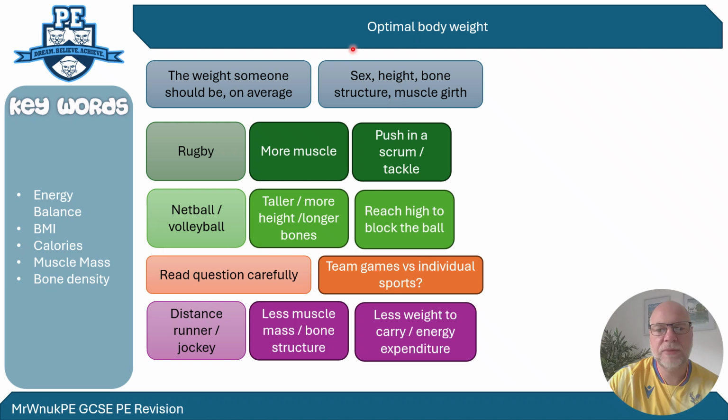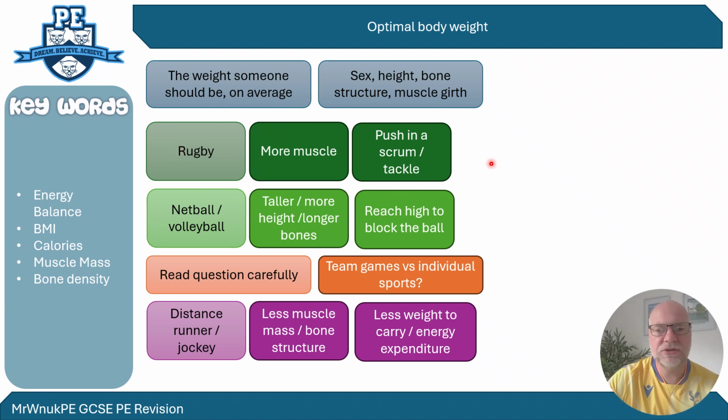So finally, we're going to look at the comparisons you might get questions on, what actual optimum body weight is. So the definition of optimum body weight is the weight you should be on average, okay, and the factors that affect it we talked about earlier: sex, height, bone structure, and muscle girth. So this is basically what it is. Sometimes that's a 1-mark or 2-mark question.